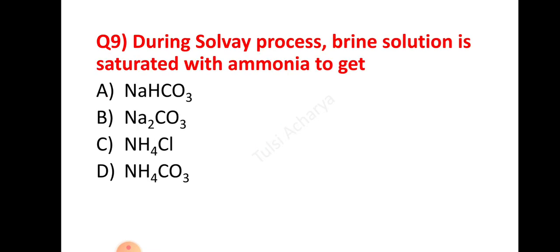Now let's move to question number 9. During solvay process, brine solution is saturated with ammonia to get. We must understand the solvay process in order to solve this question, but here our answer will be option choice A. During solvay process, brine solution is reacted with ammonia. Brine solution is saturated with ammonia to get NaHCO3, option choice A.